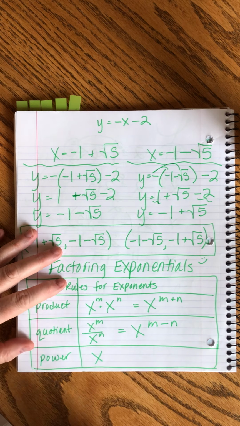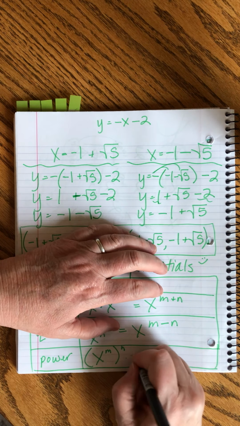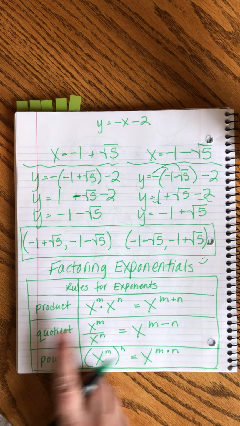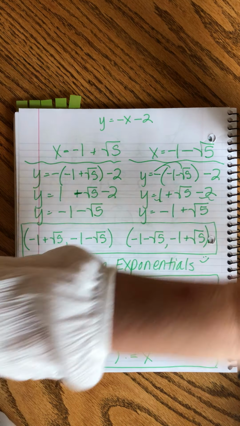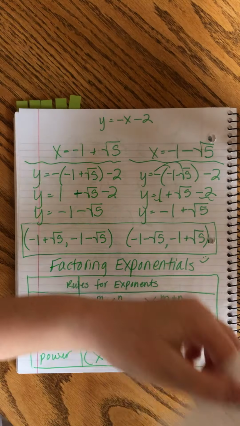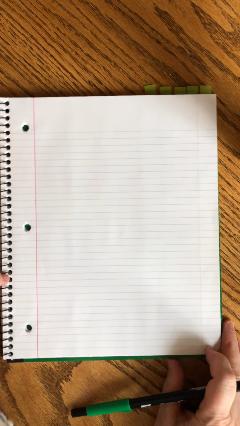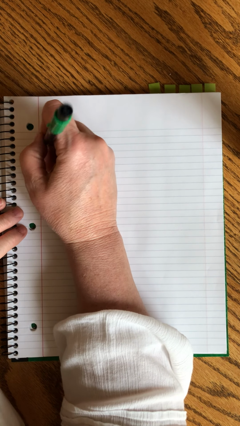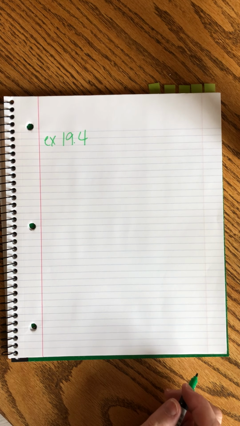All right, and then we have one called the power rule. And that's what we use when we have a base and it's been raised to an exponent and then we're trying to raise it to an even higher exponent. We multiply. Okay? These rules are going to be at play in this next section because we're going to be talking about exponents. All right. Example 19.4. Factor.